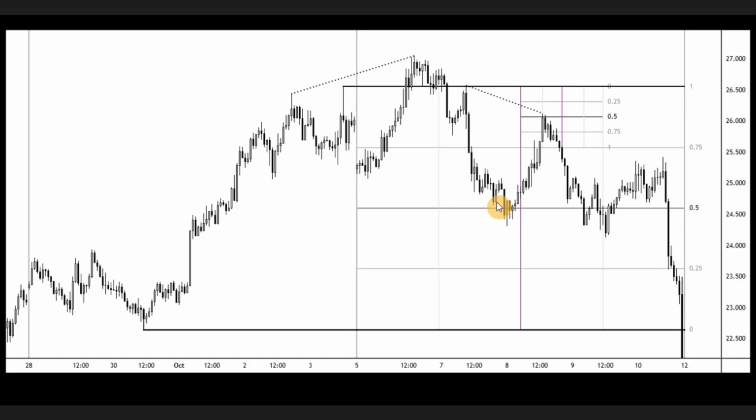I also like to pay attention to the liquidity left behind in the previous quarter. So this was the low of the first quarter. During the second quarter, we dropped down to take out that low. We trade from the 50% and then we pull back.